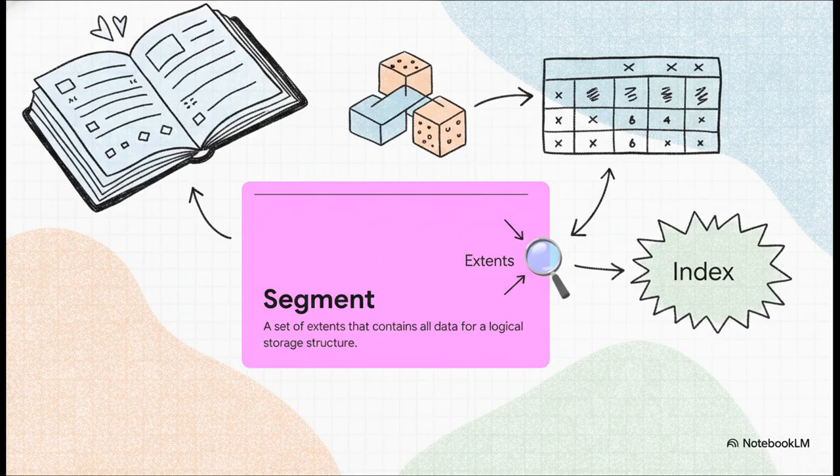Now group those chapters together, and boom, you've got a segment, the entire book. Say you have a table packed with customer data. All the extents holding that data make up one single data segment. If you decide to build an index for it, well, that gets its own completely separate index segment.